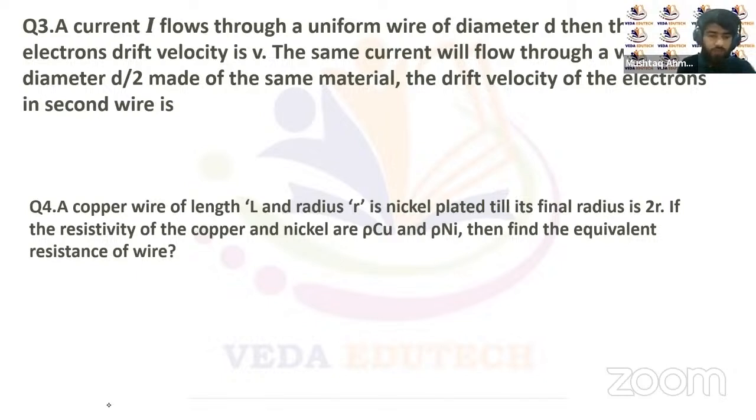Now the question is related to the drift velocity. We know the relation between the drift velocity and the current: I is given as v_d A n e, where v_d is the drift velocity, A is the area of cross section, n is the number density of electrons, and e is the charge of electron. So from here the velocity will come out to be I upon A n e.